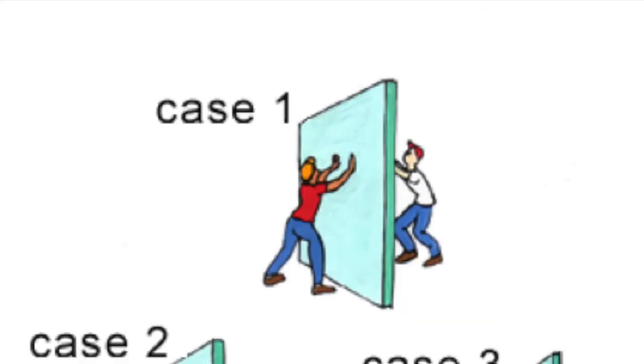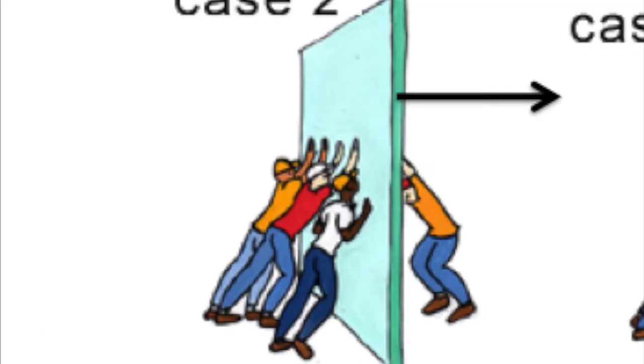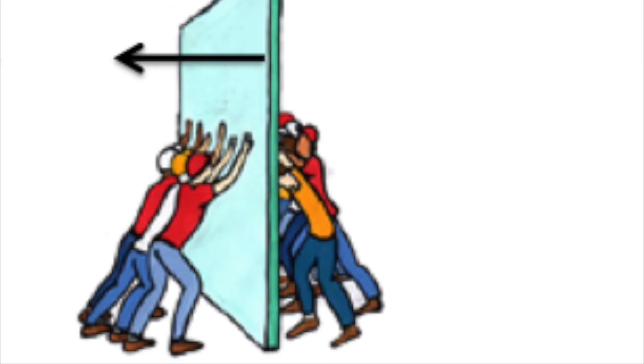For case 1, the object won't move because the two people are pushing with an equal force. In case 2, the object will move to the right because there are more people on the left pushing. Hence, there is greater force on the left side. In case 3, the object will move to the left because there is a greater force on the right.